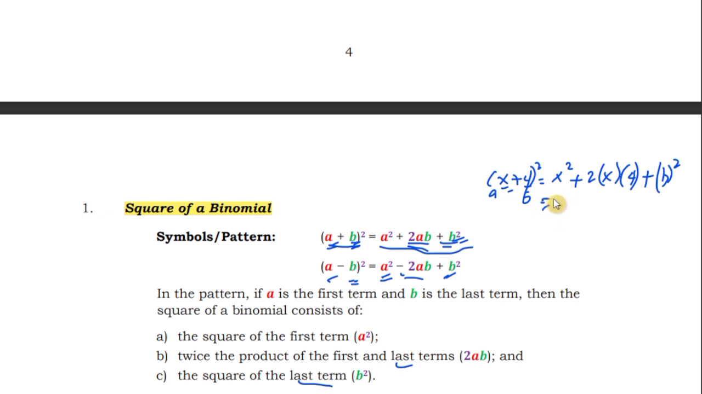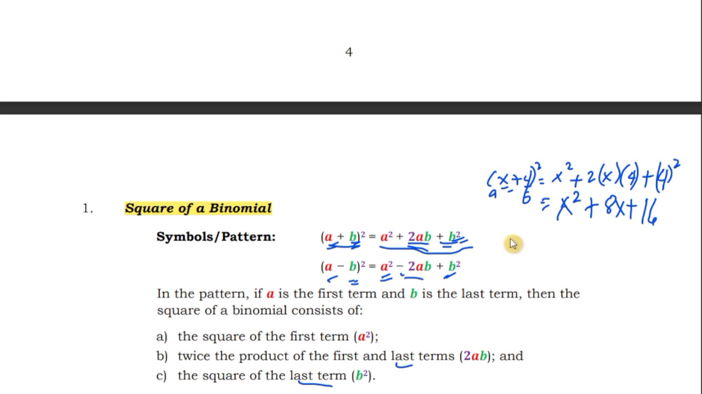So we are going to finalize everything. This is just the same as x squared plus 2 times x times 4. So 2 times x is 2x times 4, we have here 8x, plus, wait, I stand corrected, this one must be the square of 4. Okay, it is the b, not the 4. So the square of 4 is 4 times 4, which is 16. So the answer now is x squared plus 8x plus 16.